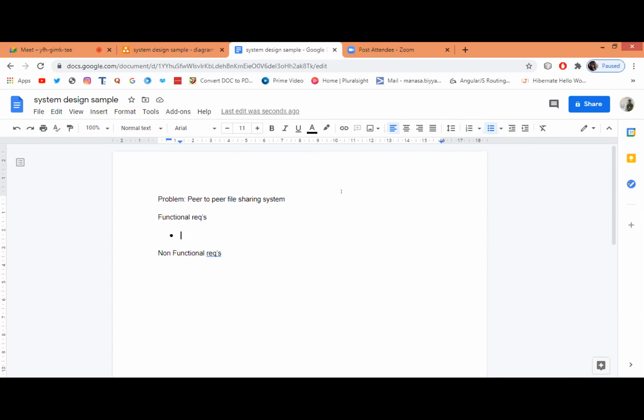So what kind of files is our system going to store? It could be any kind of file. For my system, it's just some bytes of data, and that could be anything. Okay.